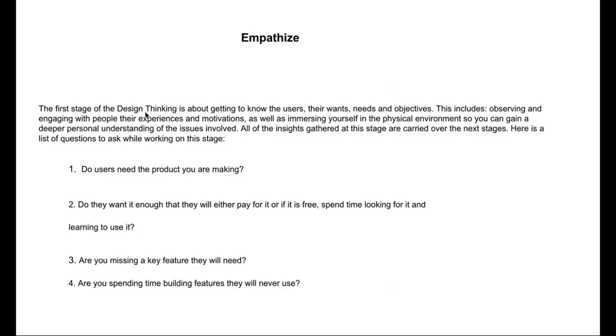Empathize. The first stage of design thinking is about getting to know the users, their wants, needs, and objectives. This includes observing and engaging with people, their experiences and motivations, as well as immersing yourself in the physical environment so you can gain a deeper understanding of the issues involved. All of the insights gathered at this stage are carried over to the next stages. Here's a list of questions to ask while working on this stage.